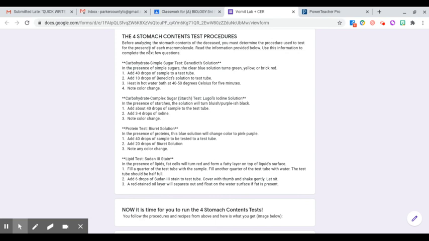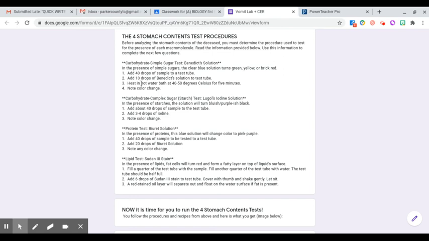The first test is a carbohydrate simple sugar test. This is the fast-acting sugar, fast-acting energy, I should say. The next one is the carbohydrate, the complex sugar, which is also known as starch. This is the polysaccharide, and it's kind of a longer-lasting energy source. Then there's a protein test. Then there's a lipid test.